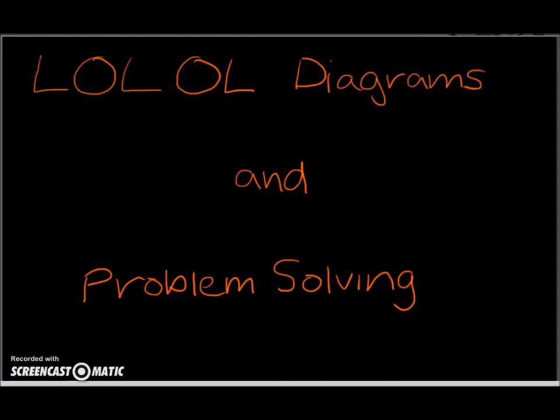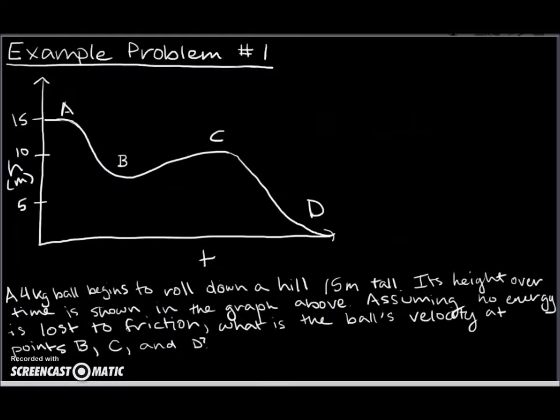Today's video is about LOLOL diagrams and problem solving using energy concepts in physics. Let's say that on a test you get a problem similar to this one. A 4-kilogram ball begins to roll down a hill 15 meters tall. Its height over time is shown in the graph above. Assuming no energy is lost to friction, what is the ball's velocity at points B, C, and D?